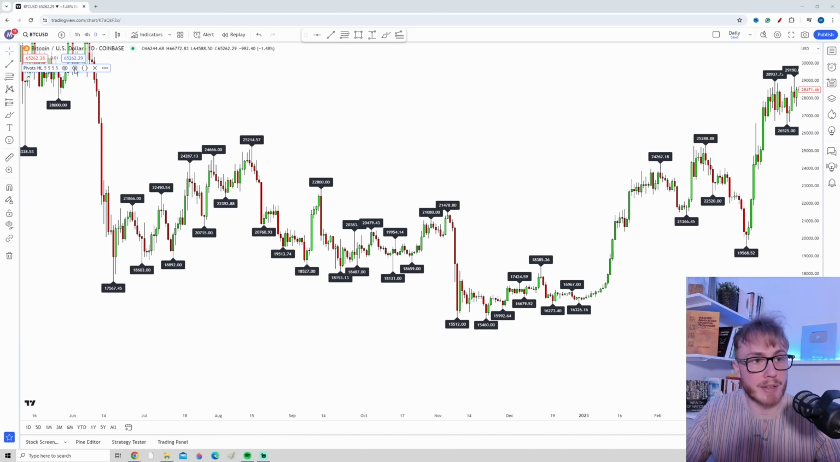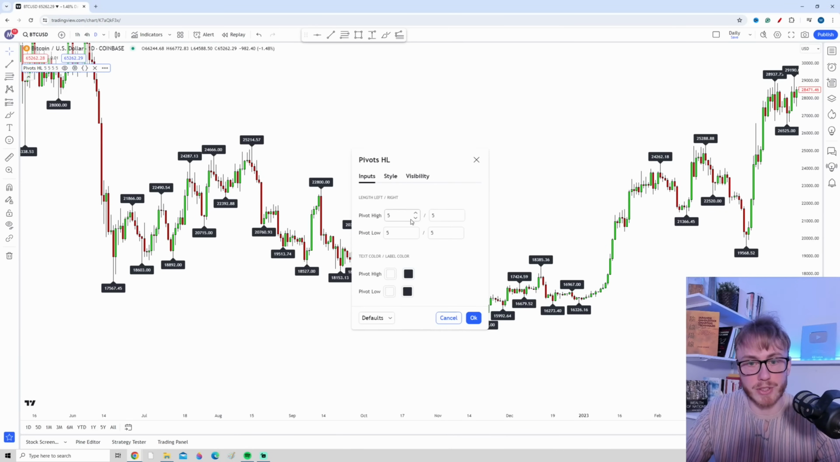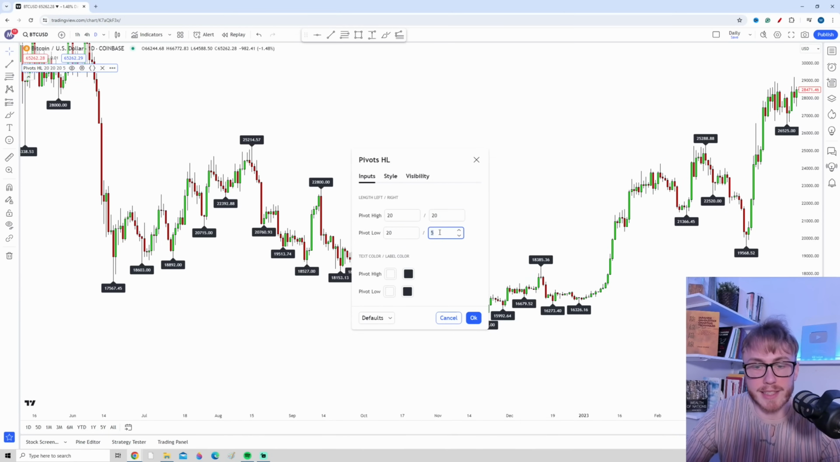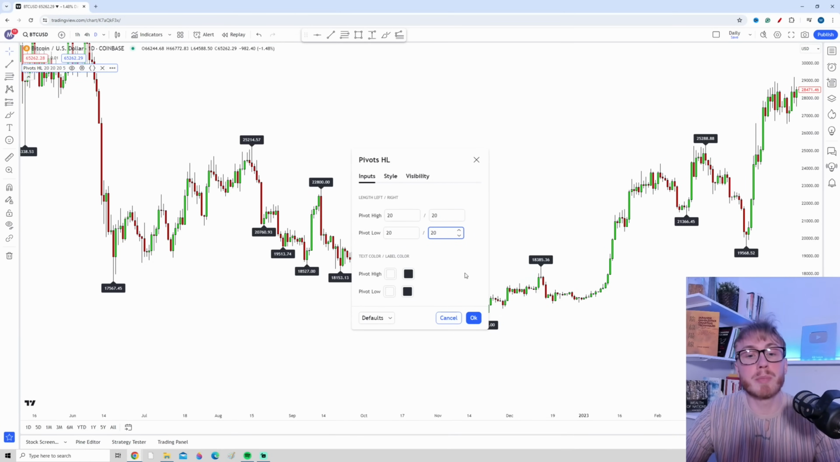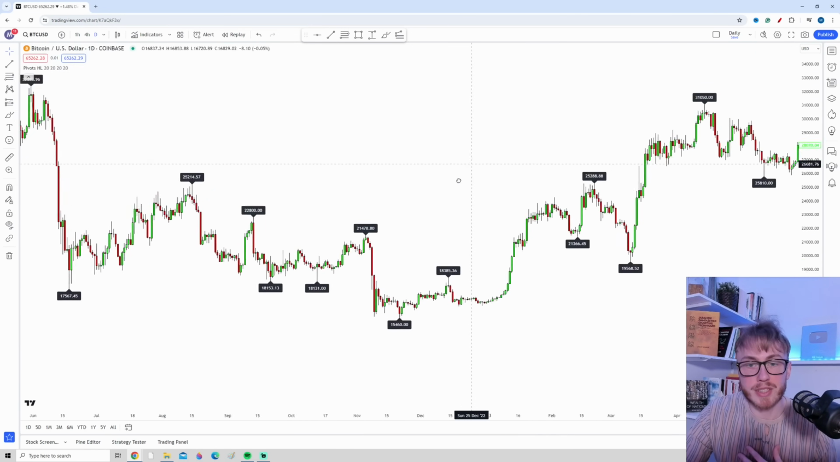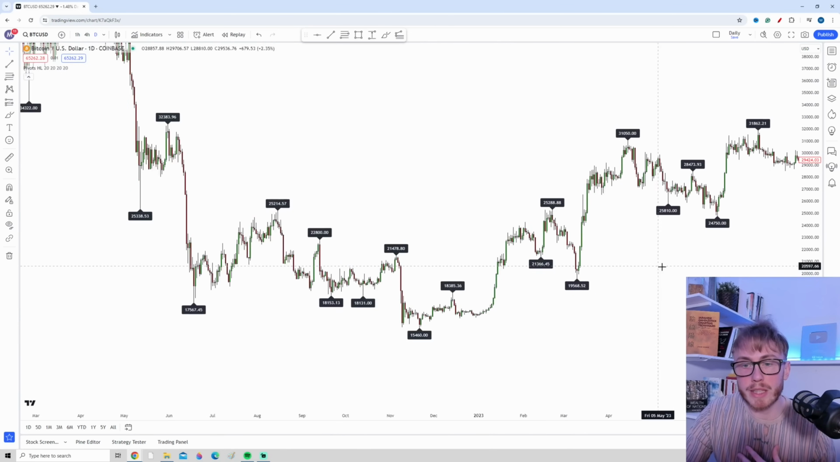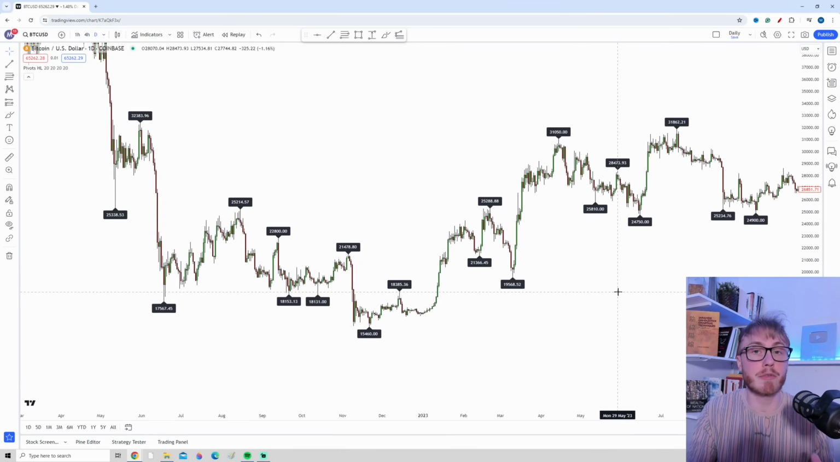What I like to do here, let's go up to the settings tab once again, is instead increase the length of the pivot points. When we do this, you will realize that the pivot points will be so much more significant. So if we change all of these settings here to 20, you can see that now on the chart, only the most significant high and low points will appear.